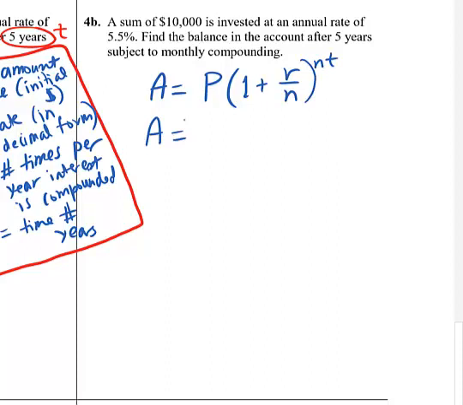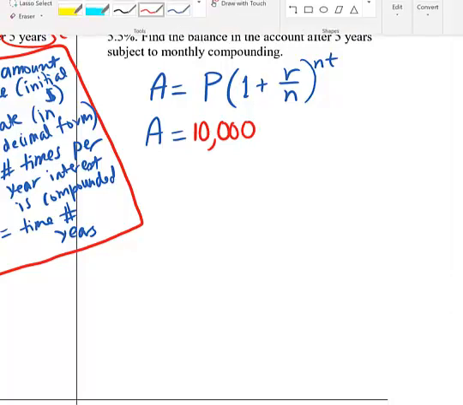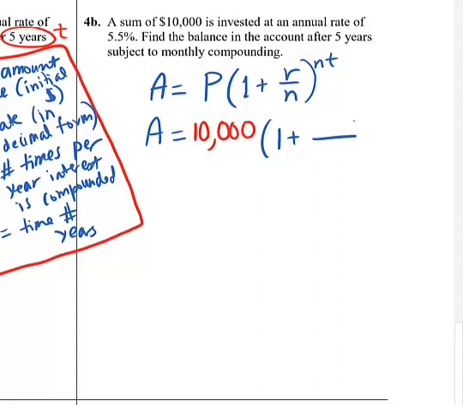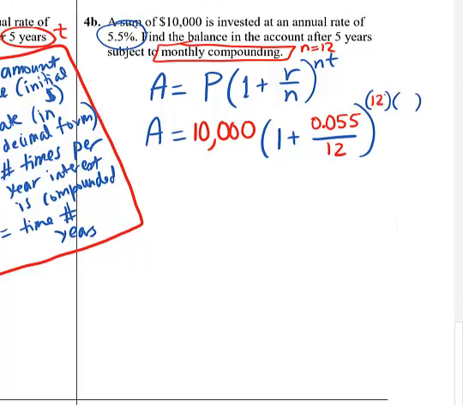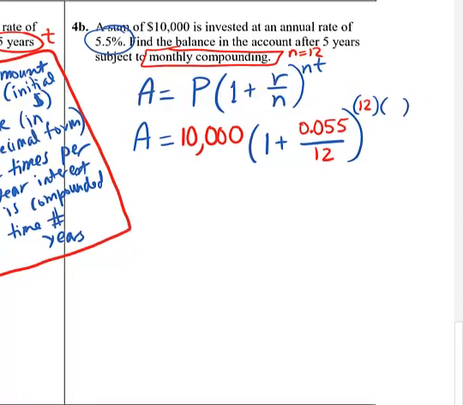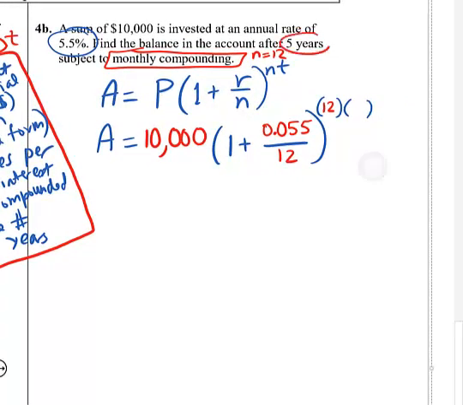Okay. Looks like $10,000 is being invested, so I'll put that for principal. And then it's parentheses 1 plus R. In this case, the rate is 5.5%, but if I make that a decimal, you're basically moving the decimal point to the left twice, 0.055 over N. Okay, N, did they say? Oh, monthly compounding, so that means 12 times a year. 12, all right. And that's all that's in the parentheses. Now that's to the power of N times T. And we already said N was 12, so I'll put that there. This formula has an N in the denominator inside the parentheses and then part of the exponent, so it occurs twice. And time, where'd they say time? Oh, 5 years. There it is. So there's 5. Beautiful.